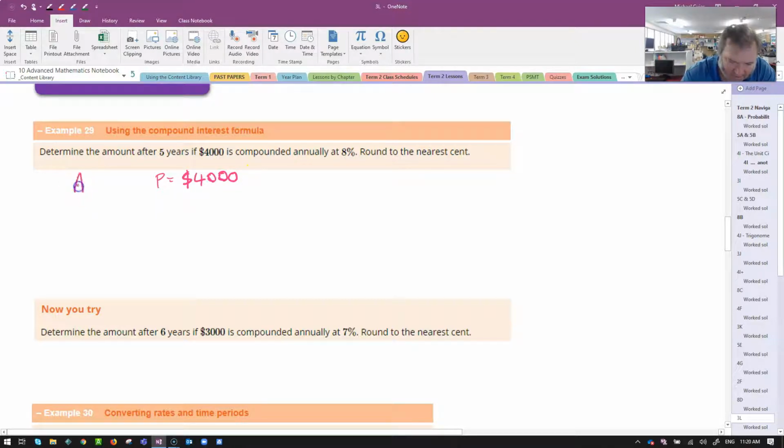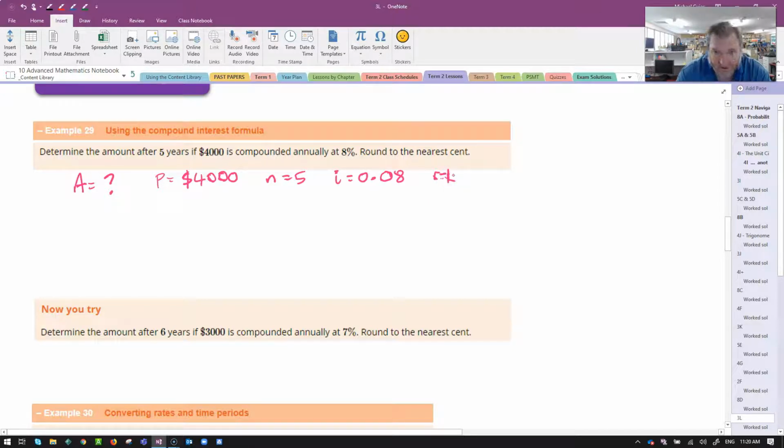Total amount, that's what I'm trying to find out. So I don't know that yet. Number of years equals 5. The interest rate, 0.08. Remember, write it as a decimal. We can all write 8% as a decimal. Number of rests per year is 1, so it's just using the easy version of the formula.